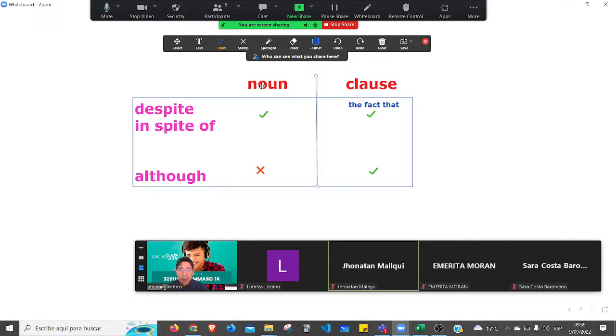Despite, in spite of con sustantivos trabajan. Although con sustantivos no trabajan. Despite, in spite of trabajan con cláusulas. Although también trabaja con cláusulas. Pero el despite y el in spite of necesitan un the fact that. Si no tienen el the fact that, está incorrecto. Igual tomo screenshot y se los envío.